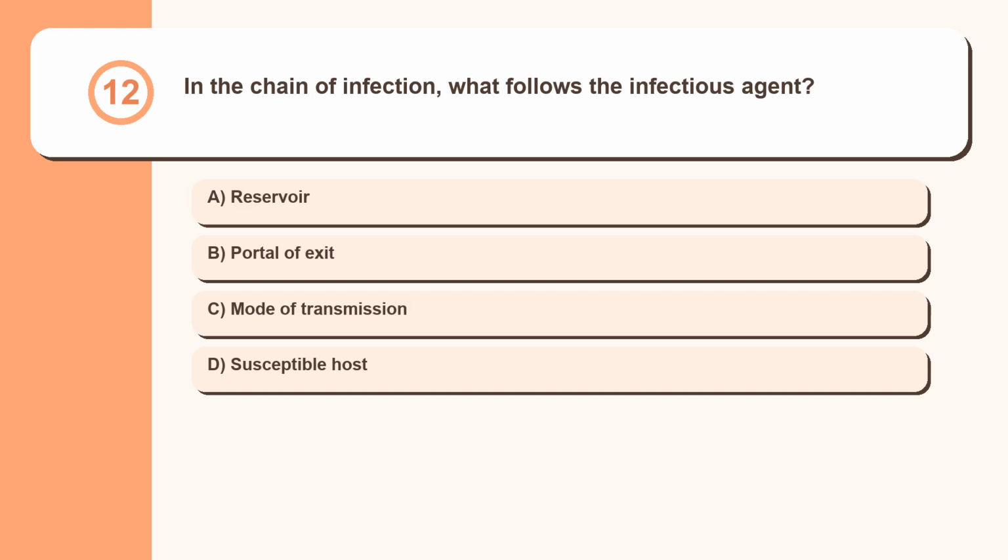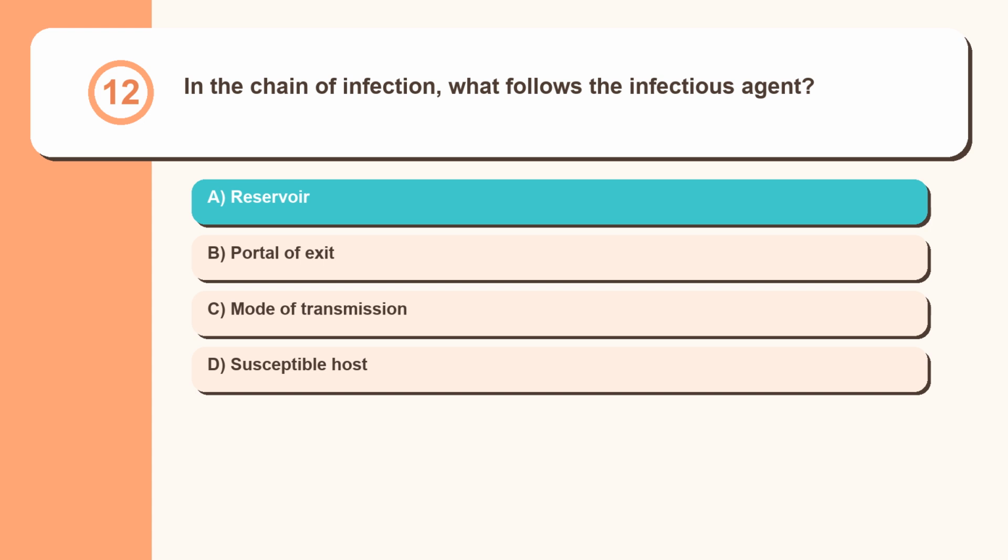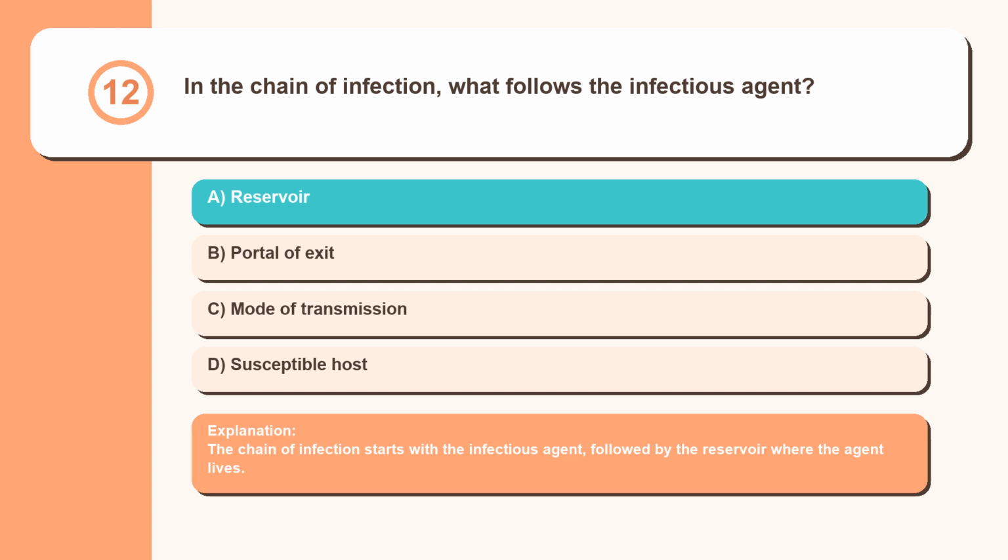Question 12. In the chain of infection, what follows the infectious agent? Reservoir, portal of exit, mode of transmission, susceptible host. The chain of infection starts with the infectious agent, followed by the reservoir where the agent lives.